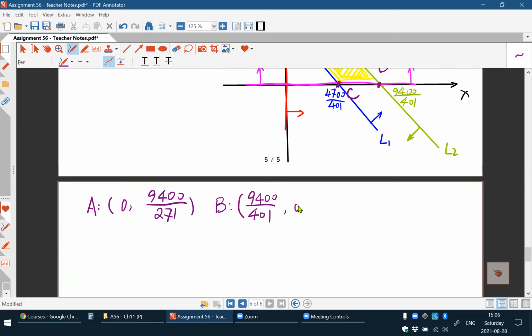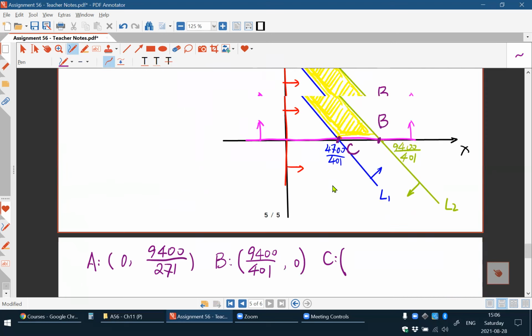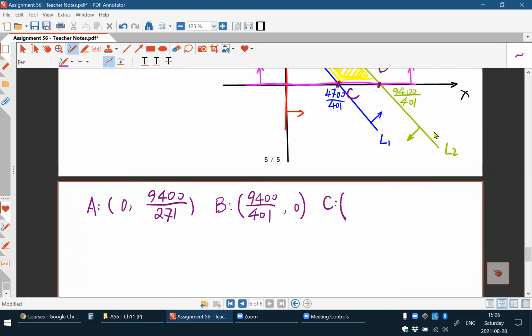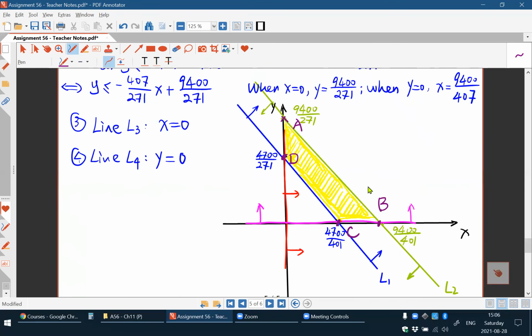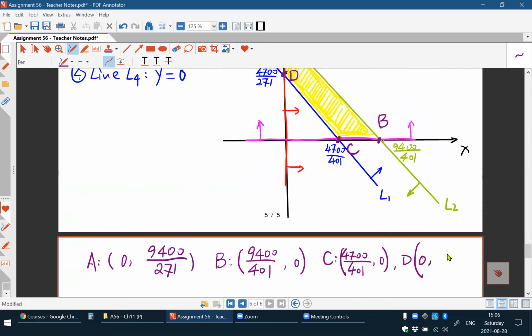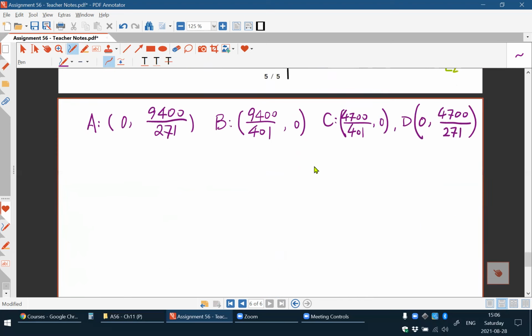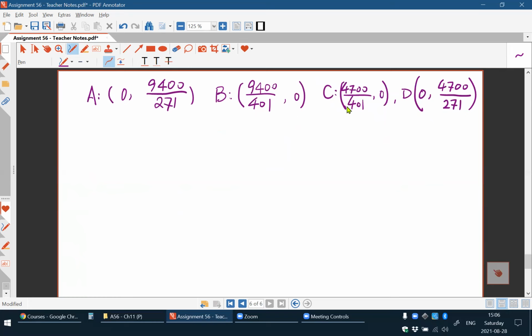0. Okay, how about C? C is the x-intercept of L1, which is 4700 over 401, 0. And point D. Point D is the y-intercept of L1, which is 0, 4700 over 271, right? Okay, so now we have all the coordinates of the 4 vertices.